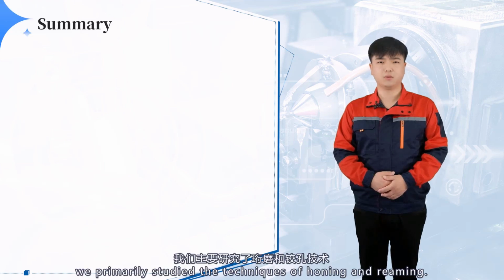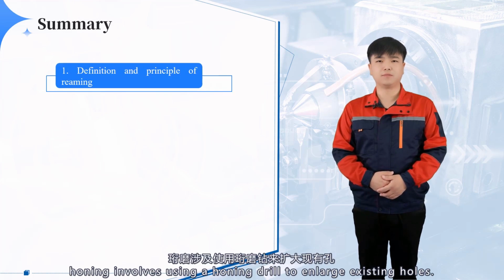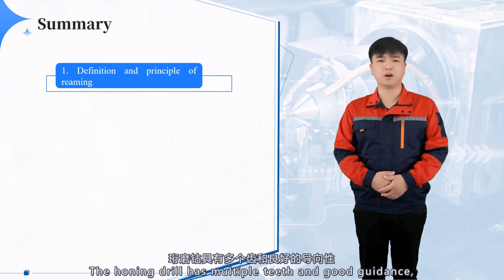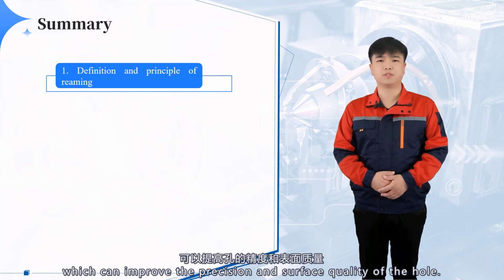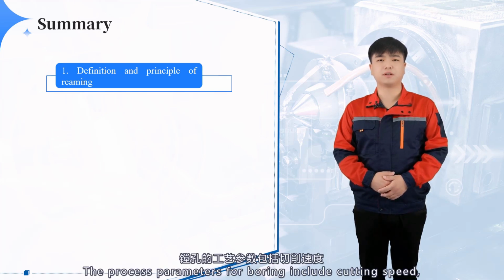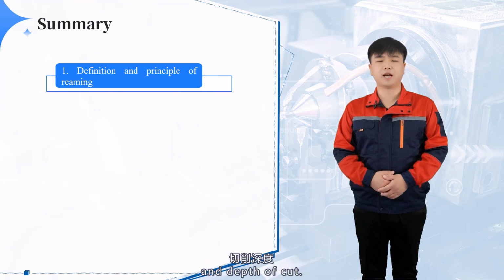In this lesson, we primarily studied the techniques of honing and reaming. Honing involves using a honing drill to enlarge existing holes. The honing drill has multiple teeth and good guidance, which can improve the precision and surface quality of the hole. The process parameters for boring include cutting speed, feed rate, and depth of cut.